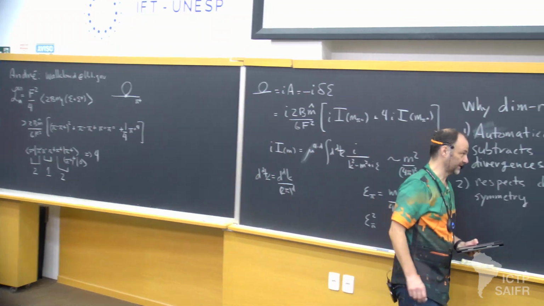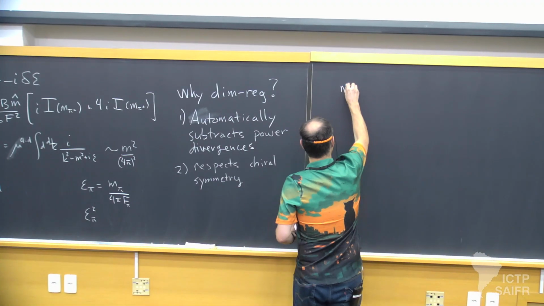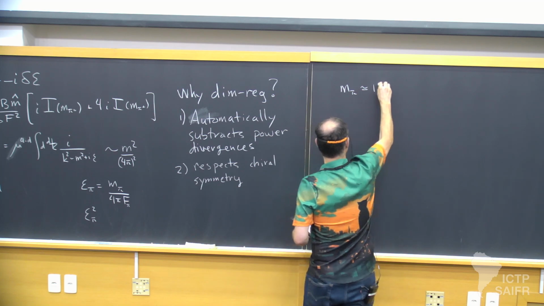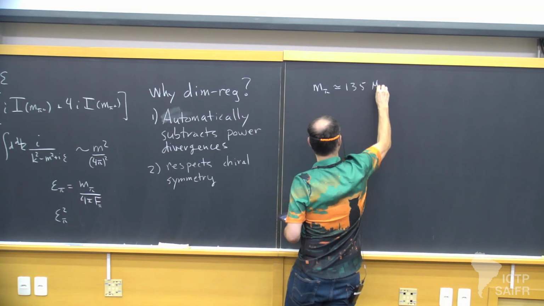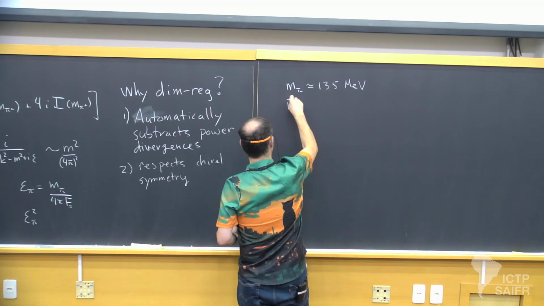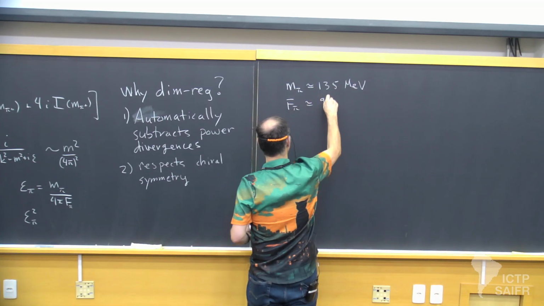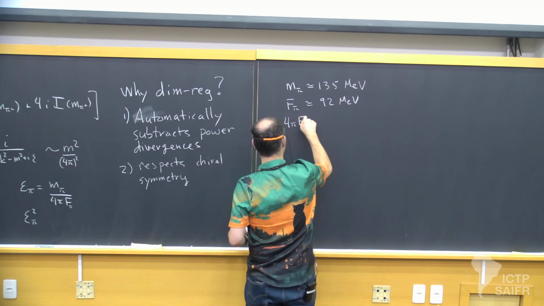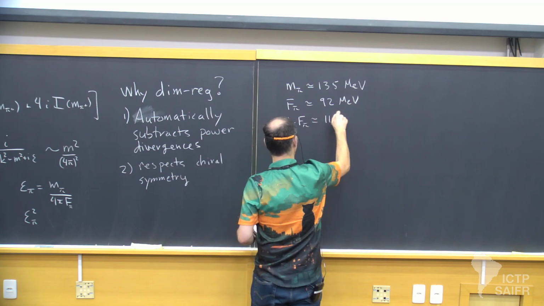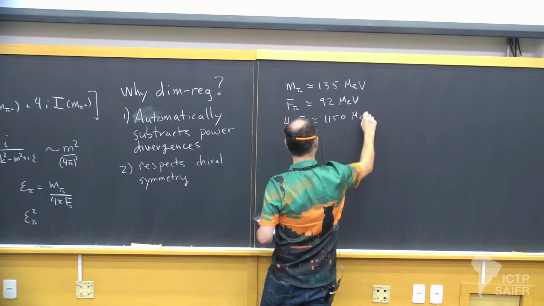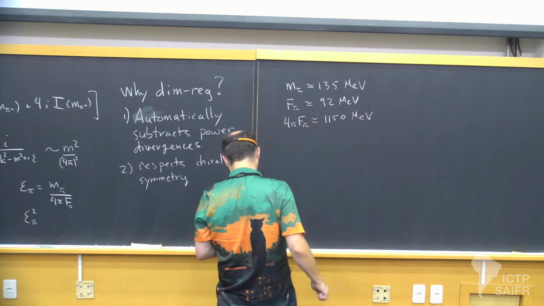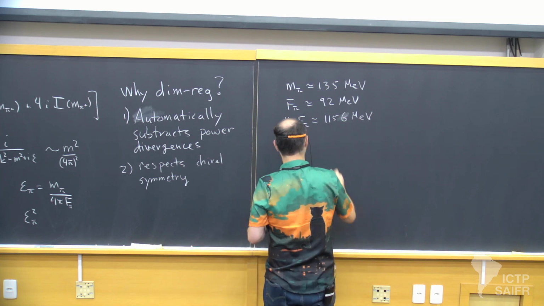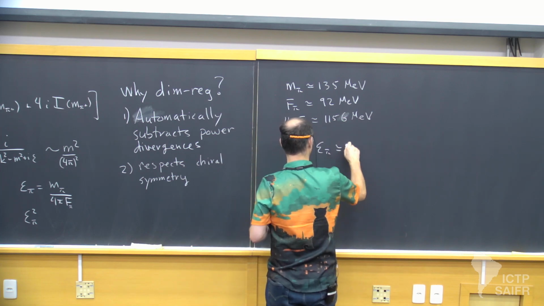So how big is this epsilon pi? M pi, let's say take the pi 0 as a definition for the pi mass. It's 135 MeV. F pi is 92 MeV. So 4 pi F pi is like 1150 MeV. Or even my notes have a slightly more precise number. So that means epsilon pi is about 12%.